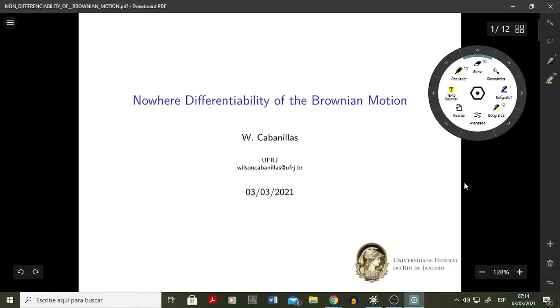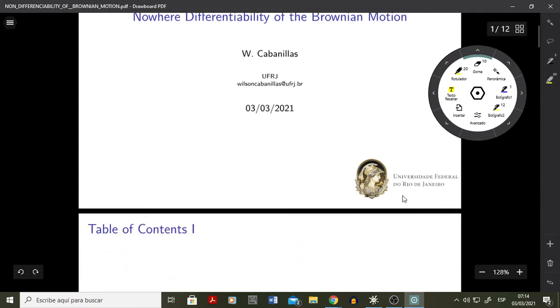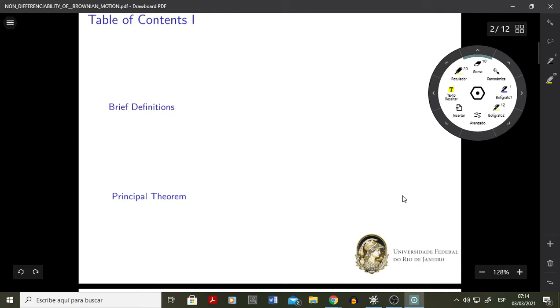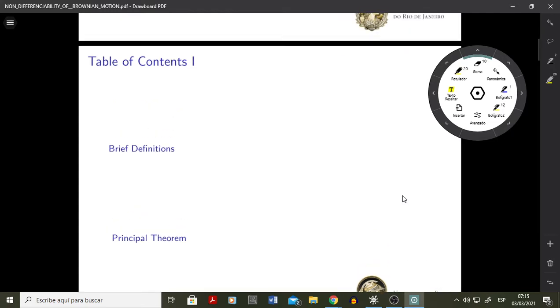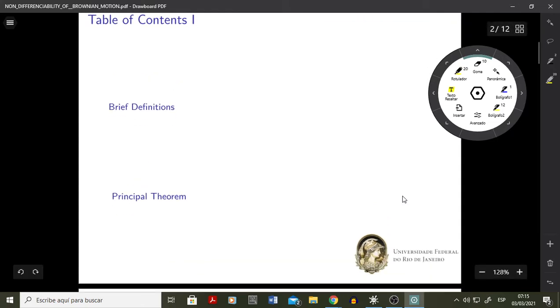Okay. Well, good morning, everybody. Today I am going to talk about the nowhere differentiability of the Brownian motion. So, the content of my talk: first, I will start with some brief definitions, and then I will give you the principal theorem.